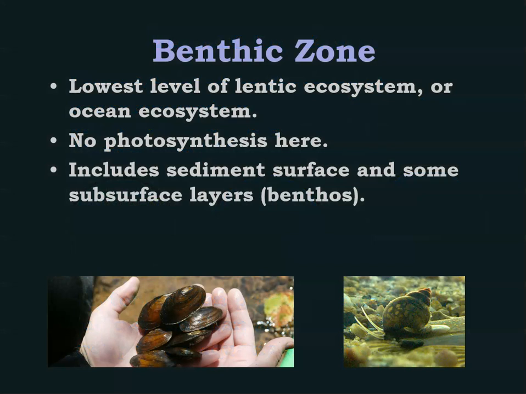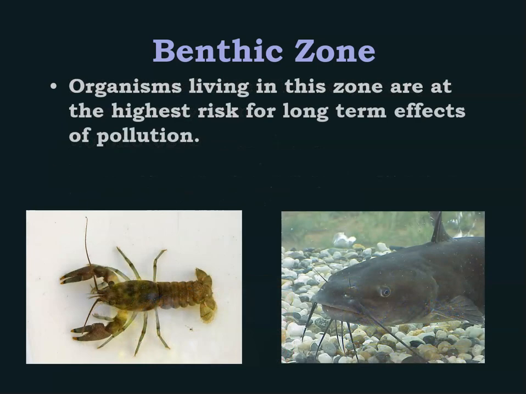B for bottom, B for benthic. It's the lowest level of the ecosystem, or even in an ocean ecosystem. So there's no photosynthesis taking place here. We're talking about the sediment on the bottom and then some of the subsurface layers, which are called benthos. Okay, there are organisms there, just not photosynthetic organisms. So what do you find there? You find a lot of crayfish, scavengers, maybe things like catfish, snails, mussels.